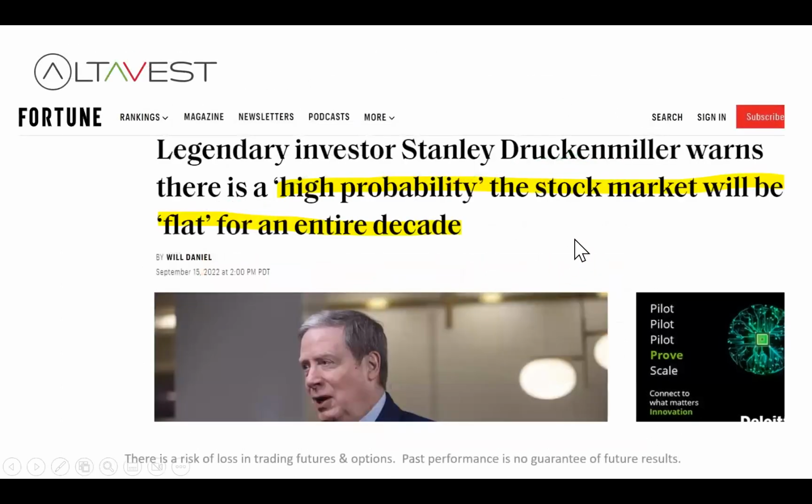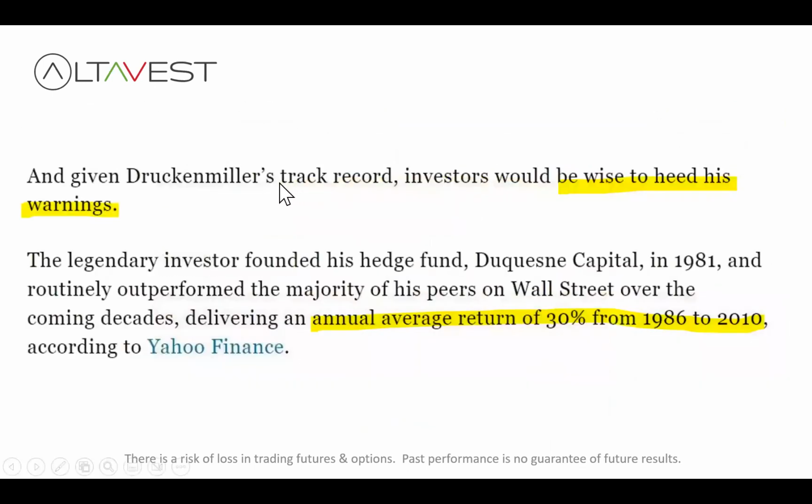And here's Stanley Druckenmiller. If you don't know who he is, I'll tell you in just a second. But he says there's a high probability the stock market will be flat for an entire decade. And let me show you here. It says here, given his track record, you would be wise to heed his warnings. So exactly who is he? Well, he's a hedge fund manager. And if you don't know, he had an average annual return of 30% from 1986 to 2010. I mean, an absolutely unprecedented track record.